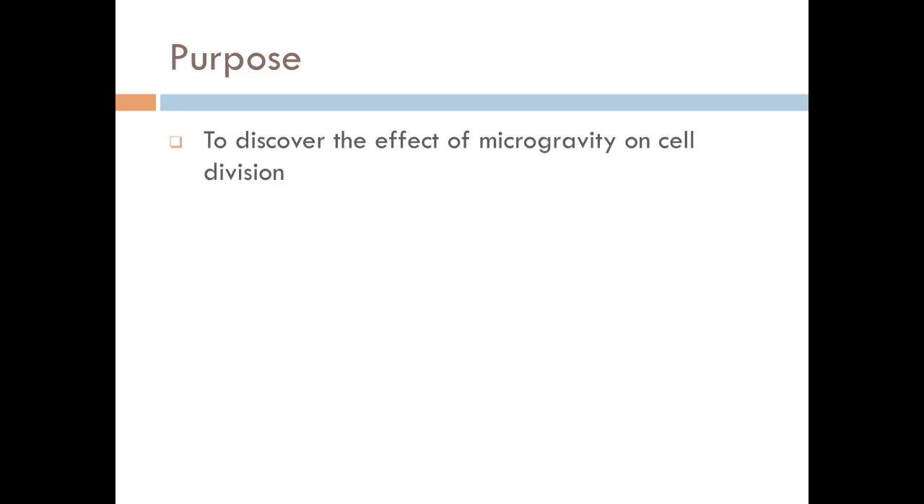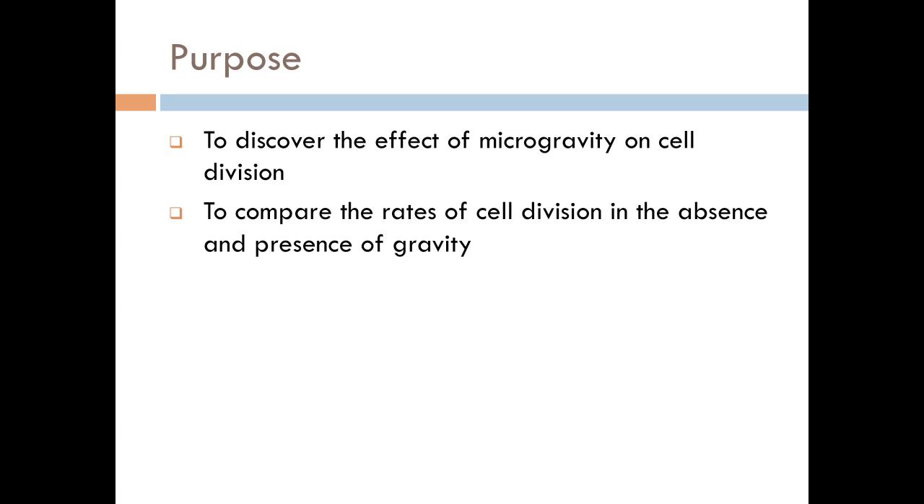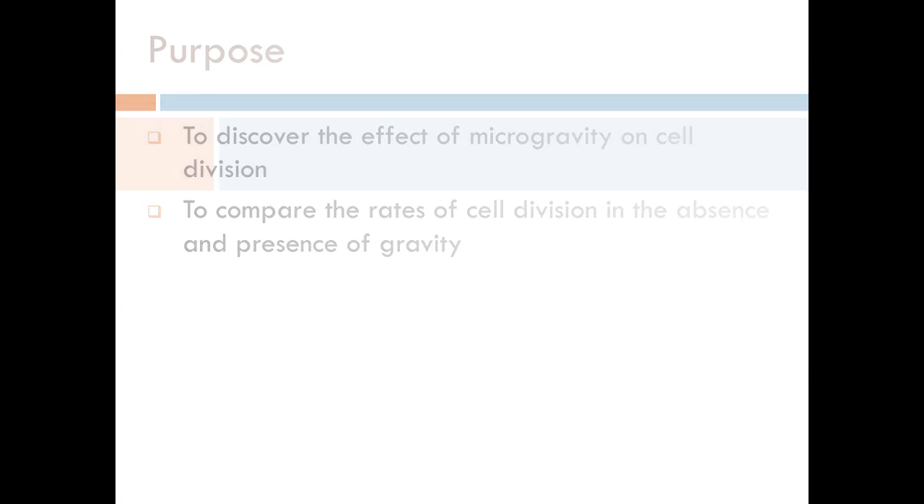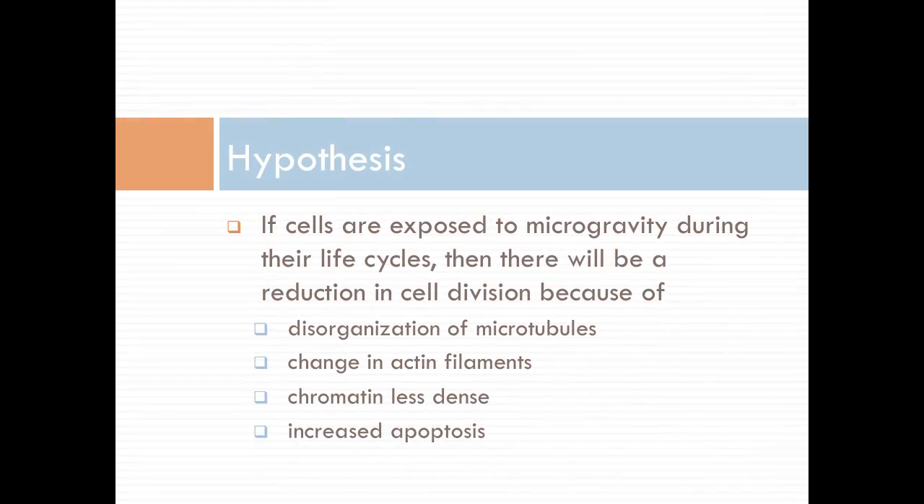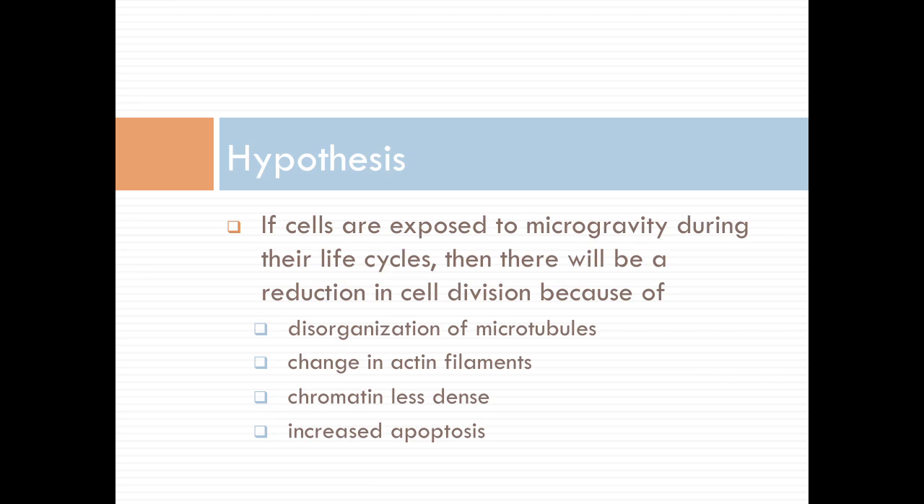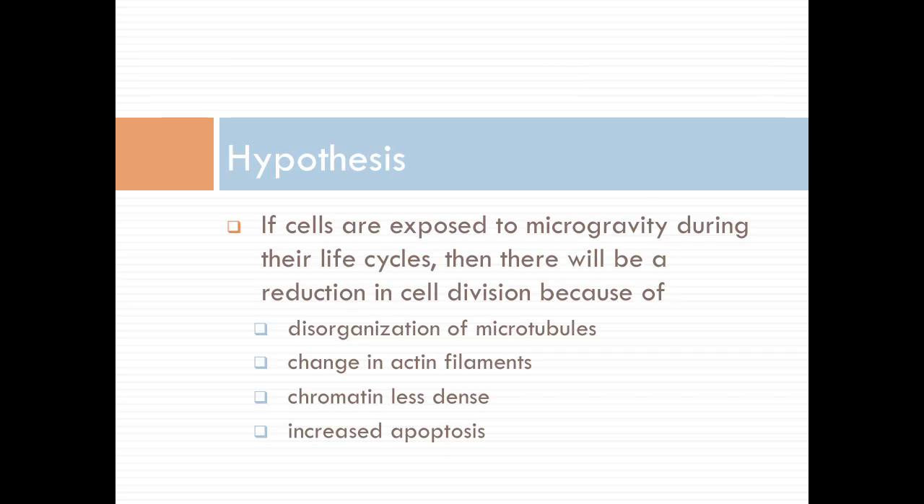The purpose of our experiment was to discover the effect of microgravity on cell division and to compare the rates of cell division in the absence and presence of gravity. Our hypothesis was, if cells are exposed to microgravity during their life cycles, then there will be a reduction in cell division because of the disorganization of microtubules, which are necessary for the formation of the mitotic spindle in cell division, the change in actin filaments, which affects the formation of the cleavage furrow in cytokinesis, the chromatin becoming less dense, which affects the formation of the chromosome, and increased apoptosis, or programmed cell death.